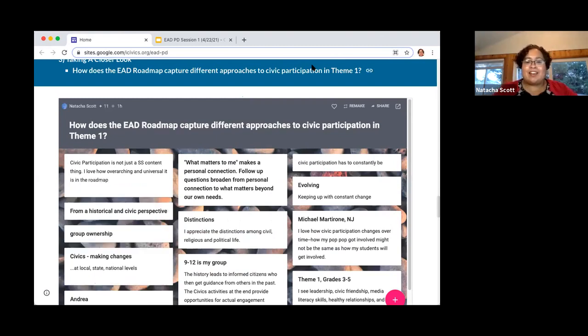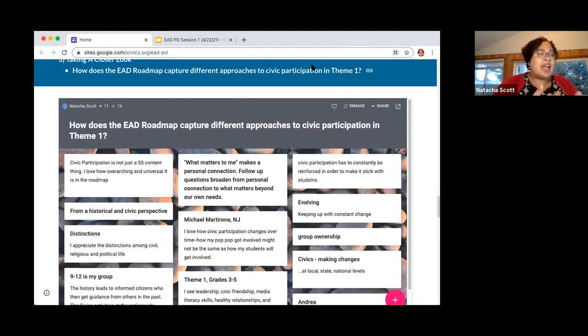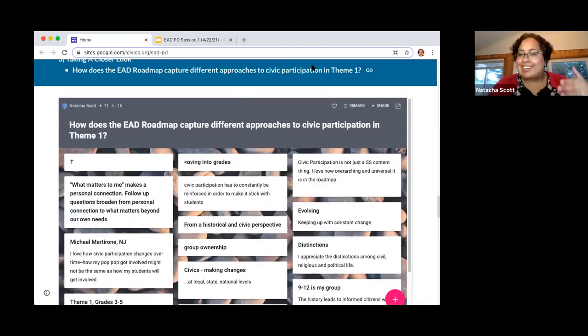Excellent. I love how civic participation changes over time. Keeping up with constant change. And I love that I'm seeing here that people are catching on that having this concept reinforced again and again and again really helps deepen the understanding of our students. And that's part of the reason when we think about this design challenge and getting to this tension of motivating agency and sustaining the republic and what it looks like at each level.